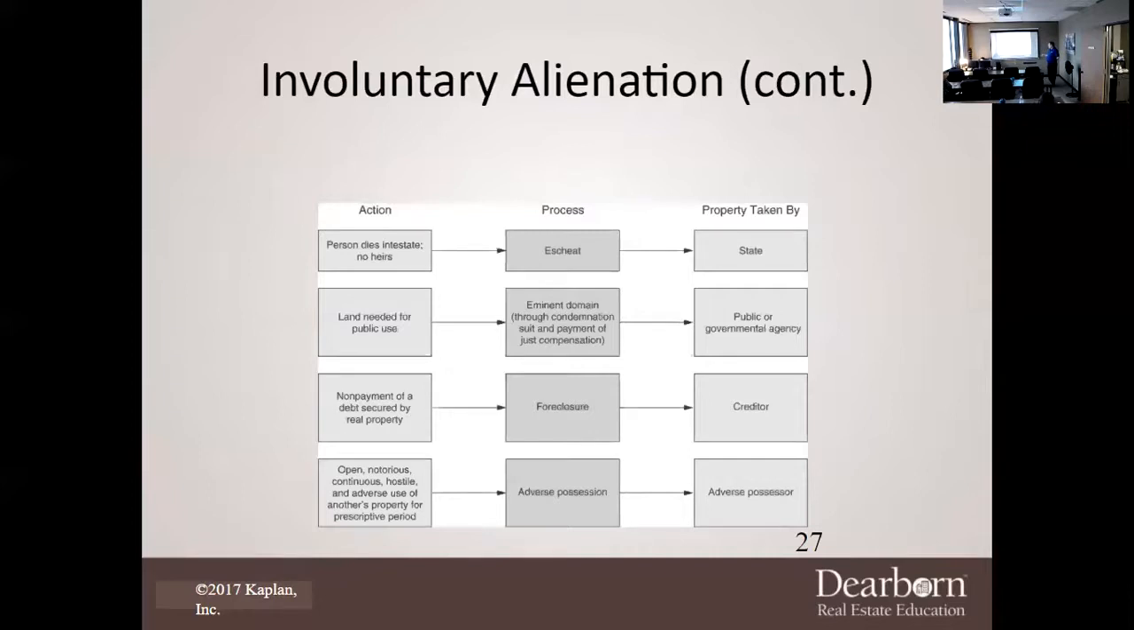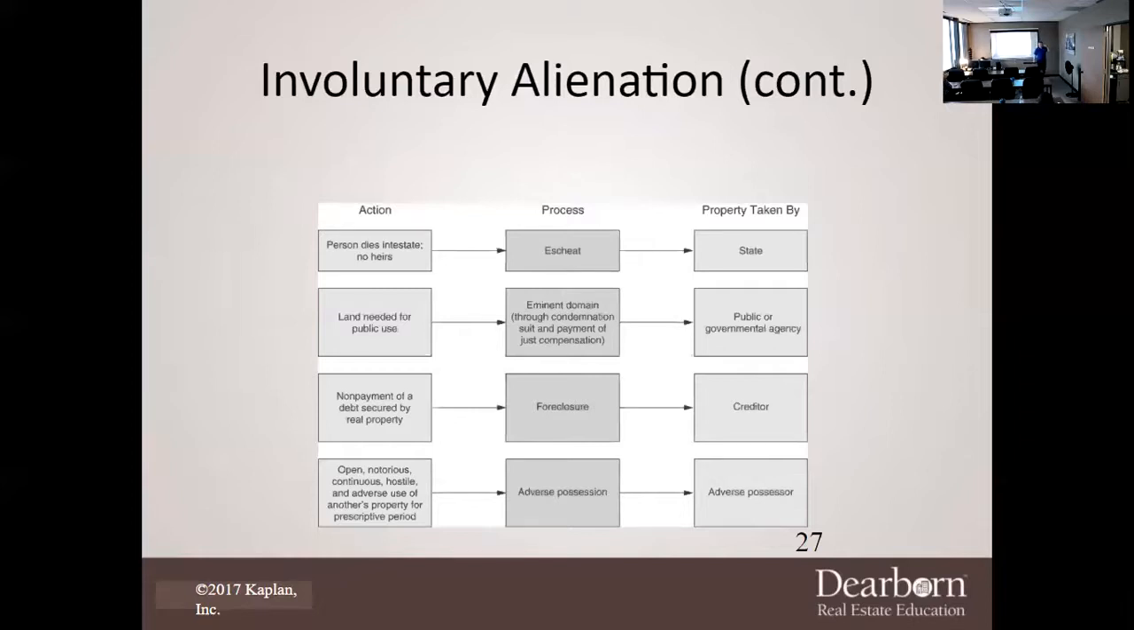If it is, and this is key here, this is the one we just talked about, the bottom one. If it is open, notorious, continuous, hostile, and adverse use of another person's property for a prescriptive period, that is called adverse possession, and it would go to the adverse possessor.